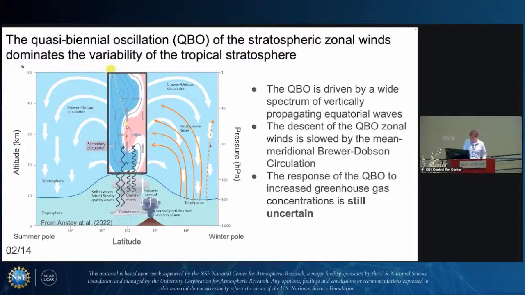The QBO is driven by a wide spectrum of vertically propagating equatorial waves. You can see that by these wavy arrows here. As these waves propagate upwards, they deposit their momentum in the QBO region and cause those zonal jets to descend over time. The descent of the QBO zonal winds can be slowed by the mean meridional Brewer-Dobson circulation, which is shown by these white arrows here. It's generally upwards in the tropical stratosphere, which is counteracting the QBO. And despite the QBO's importance to the global climate, its response to increased greenhouse gas concentrations is still quite uncertain, especially changes in the QBO period.